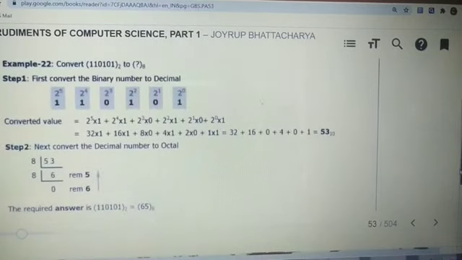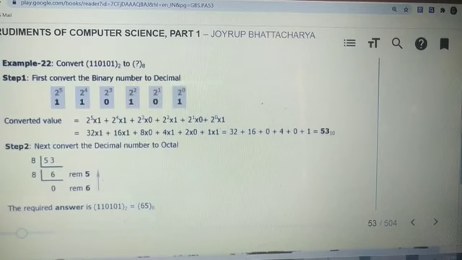Let's see how we can convert this. There is another way as well: first convert the binary directly to base 10, and then from base 10 directly to base 8. We can do it both ways: directly by clubbing 3 bits and putting the value, or otherwise convert from binary to decimal, and from decimal again to octal. You can do it both ways, but the first way is much easier.